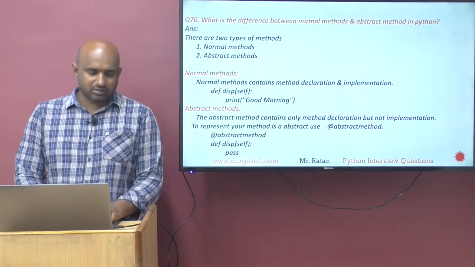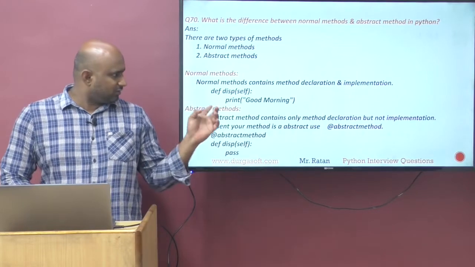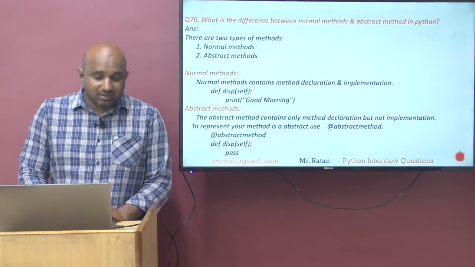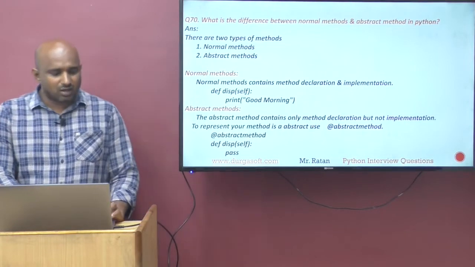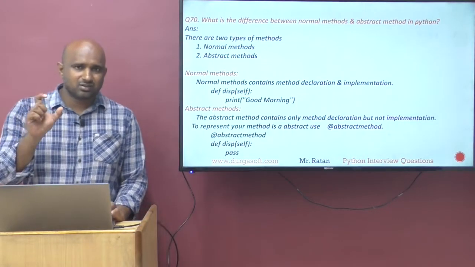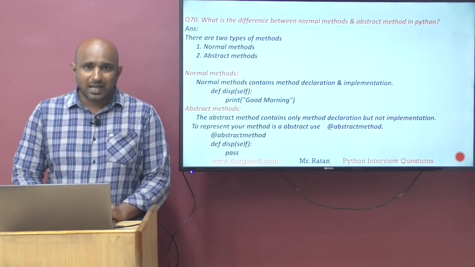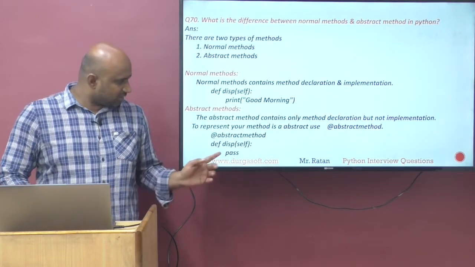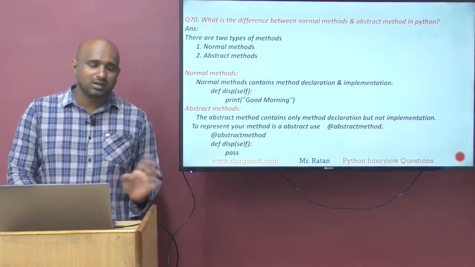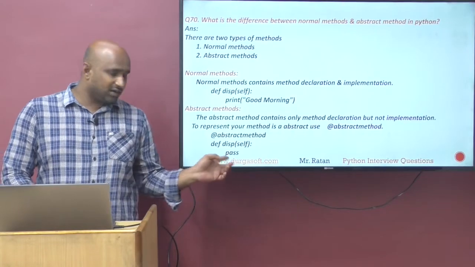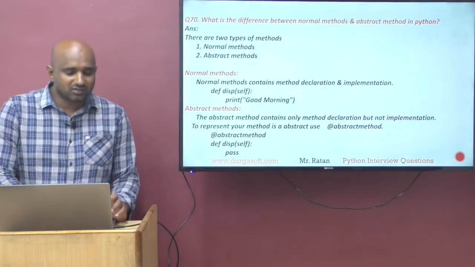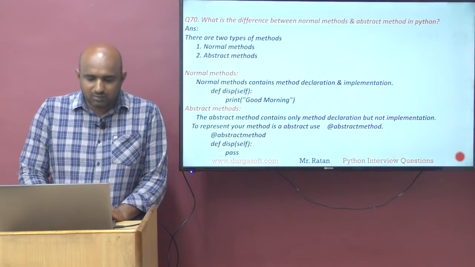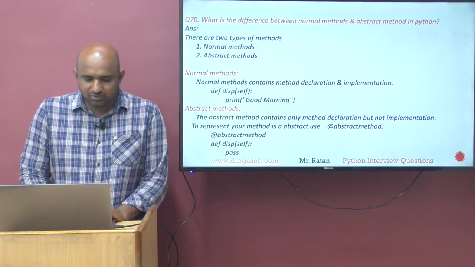What do you mean by abstract method? We declare the method using the def keyword, right? The abstract method contains only method declaration. Normal method contains method declaration as well as implementation, but abstract method contains only method declaration but not implementation. No implementation means don't leave it empty. We have the pass keyword in Python.